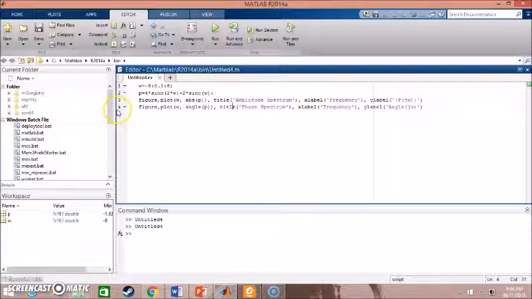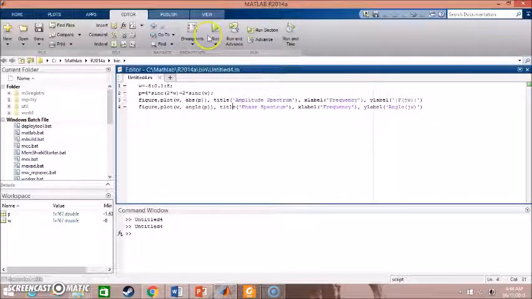I will proceed to line 4. Line 4 is similar to line 3, however with a few differences. The first one is that it plots the phase spectrum, as you can see here. The only differences are the title and here, which is w, angle p. Angle p is the MATLAB function to enable us to plot the phase spectrum.